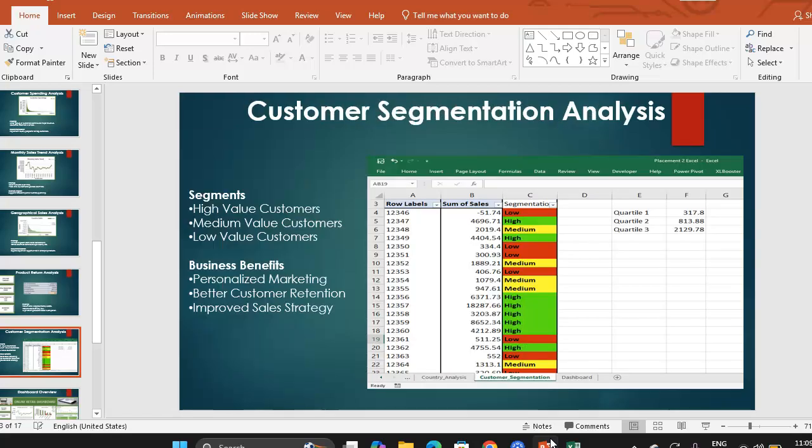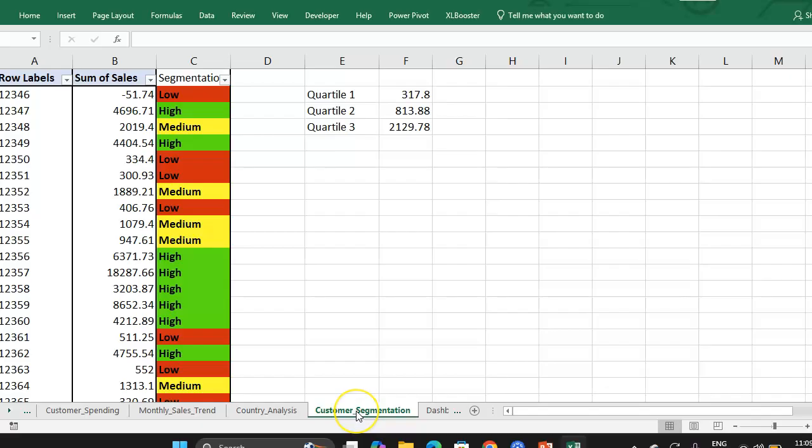Then the customer segment analysis. Customer segment help business understand different customer groups. Using quartile analysis, I divided customer into high value customer, medium value customer and the low value. This classification was based on total customer spending. The analysis shows the high value customer contribute a major proportion of revenue. Businesses can use segment to create target market campaigns.